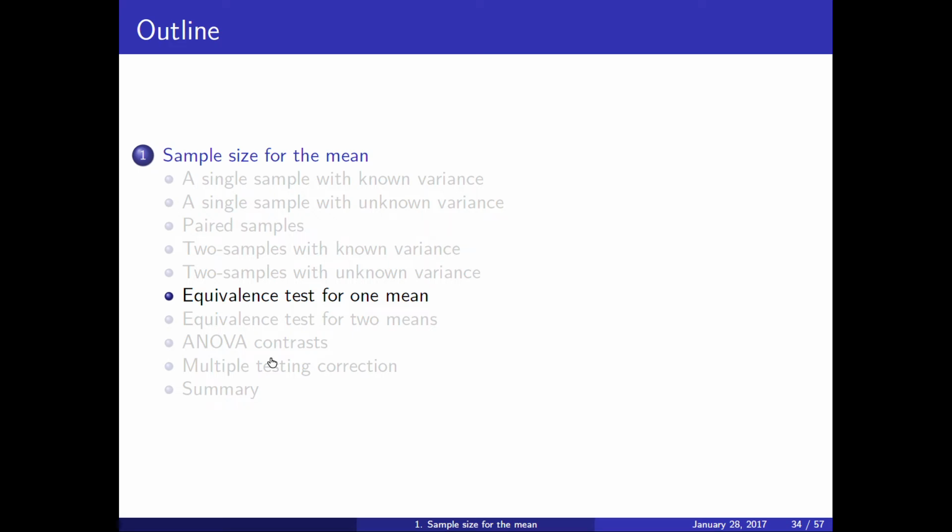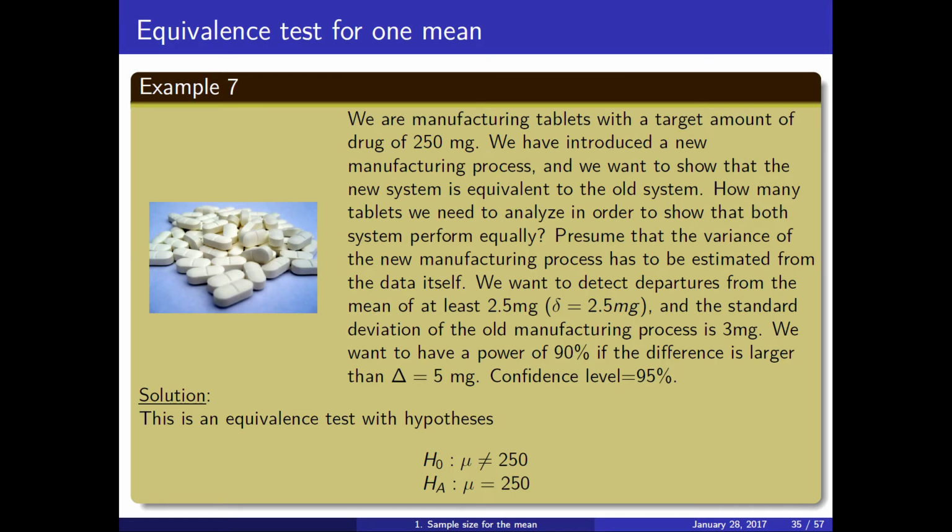Okay, so in this video we will see the calculation of the sample size for equivalence test, one mean and two means. So let's say that you are manufacturing tablets with a target amount of 250 milligrams, and you have introduced a new manufacturing process, and we want to show that the new system is equivalent to the old system. How many tablets do we need to analyze in order to show that both systems perform equally?